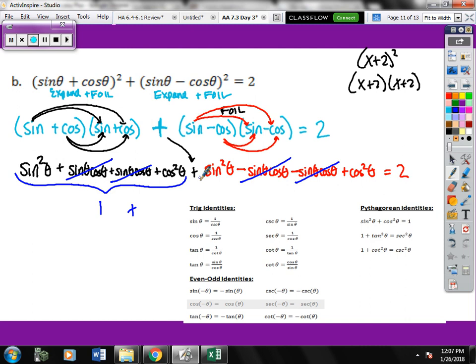Bring down your plus sign. And then we're left with another sine squared plus cosine squared. These would all just disappear. That's also 1. And 1 plus 1 is 2. The work is the problem. You have to show the work in order to prove the problem.